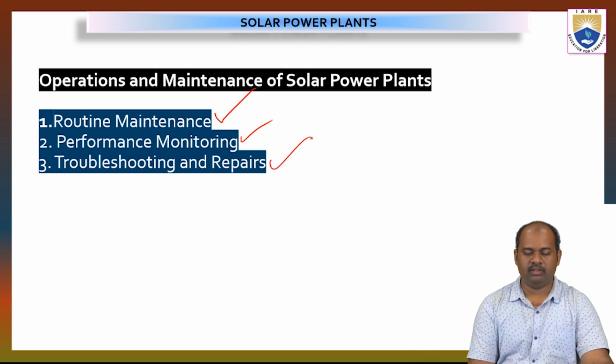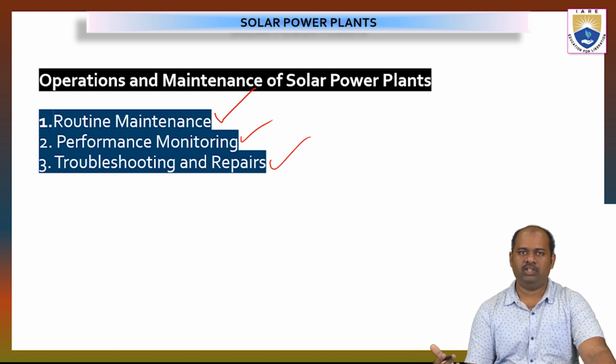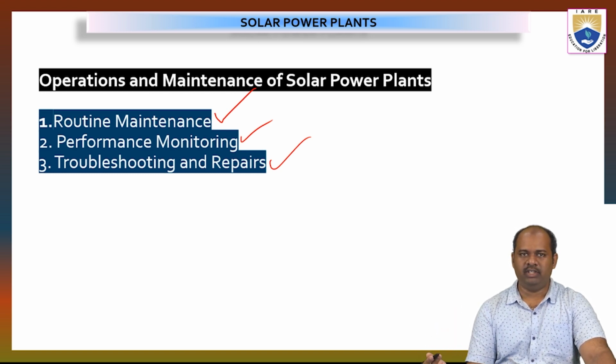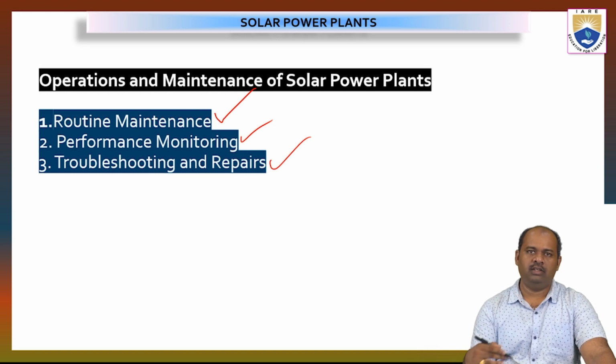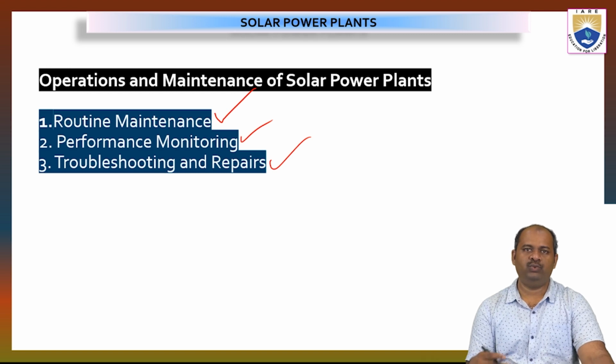And then troubleshooting and repairs. Whenever a failure happens in a solar plant, it has to be troubleshot. We should not wait for damage to happen. We should continuously monitor the working of each and every part of the solar power plant. The troubleshooting or repairs should be done before, not after, the damage or failure. We have to do the repairs beforehand. So the maintenance and troubleshooting should be done perfectly in order to get maximum efficiency from a solar power plant. These are the operations and maintenance of solar power plants, which we have to do continuously and regularly.